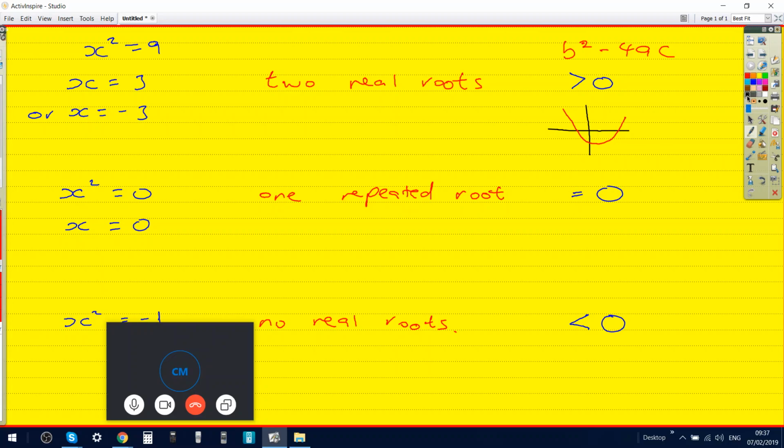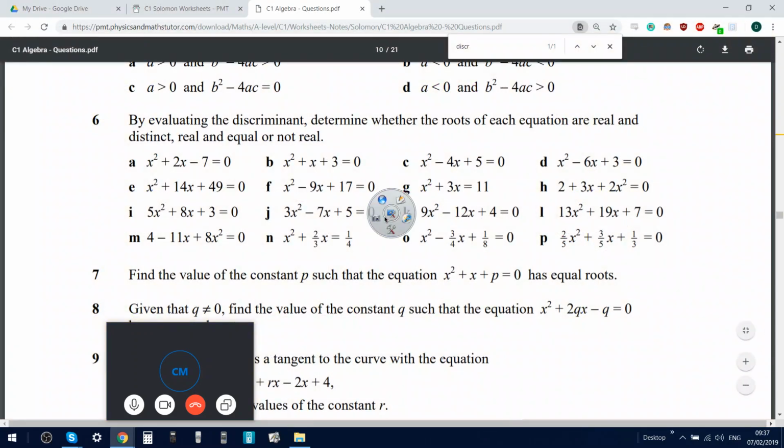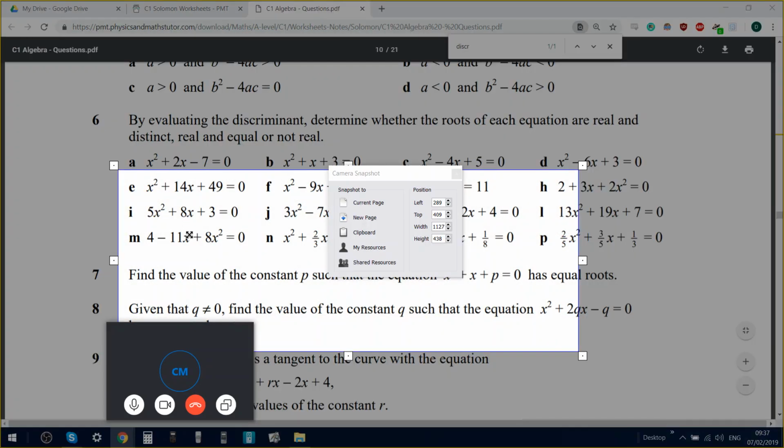Any idea about the other 2 graphs, what they would look like? If it only crosses in one place, it's like that, where it just touches it. And how about the bottom one? Does it not touch the x-axis at all? No. So it's going to be like that. Okay, so let's try some of these.